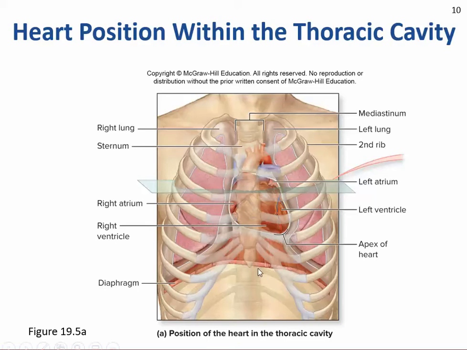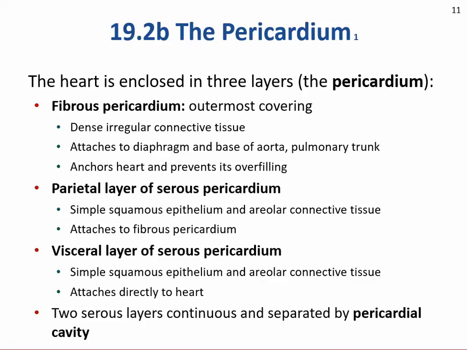You'll notice that in this picture there's the diaphragm. The heart sits on the diaphragm, so it fills that whole space quite nicely. The heart itself sits in this bag, a protective bag, really. It's called the pericardium. Peri means around, cardium means heart, so the area around the heart.